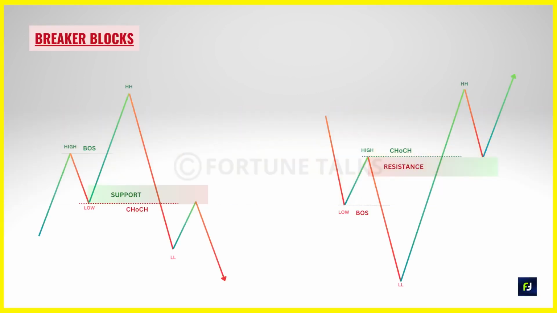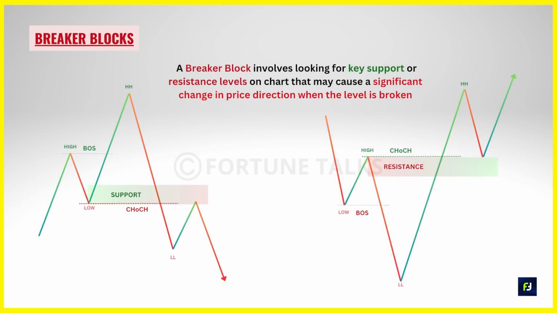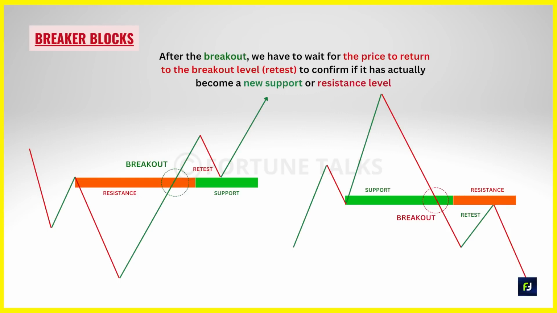Let's learn how to identify a breaker block. A breaker block involves looking for key support or resistance levels on a price chart that may cause a significant change in the price direction when the level is broken. So when a support resistance or supply demand level is breached, it is considered as a significant signal that the price may continue to move in the breakout direction. Once the breakout is established, we have to wait for the price to return to the breakout level to confirm that it has become a new support or resistance level. And once the level has been confirmed, traders can enter a trade in the direction of the breakout.